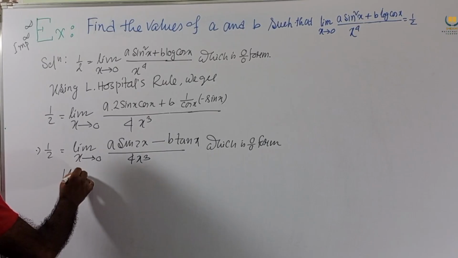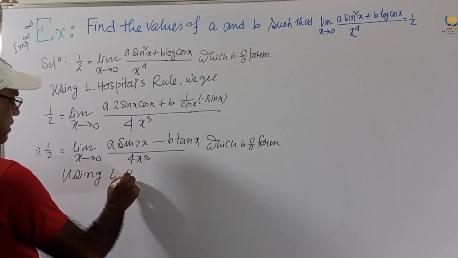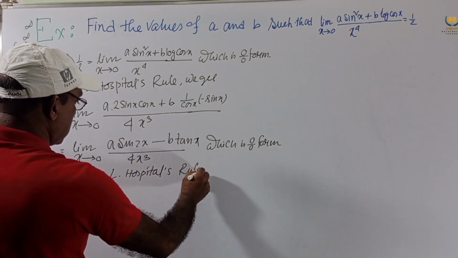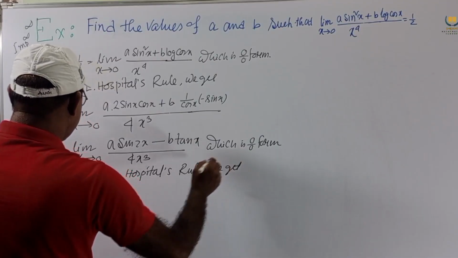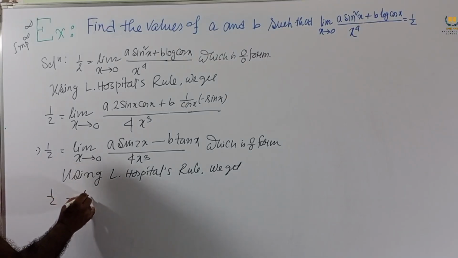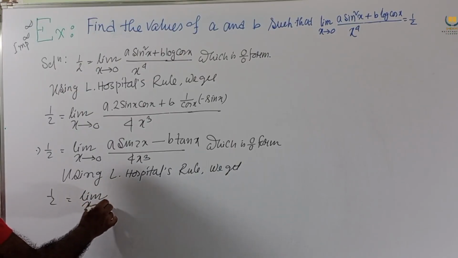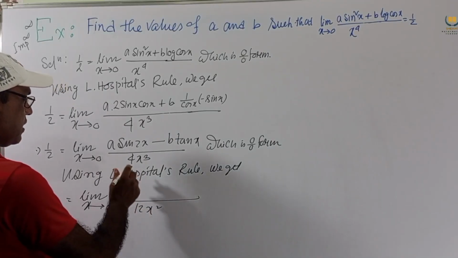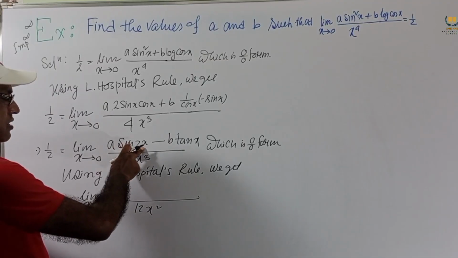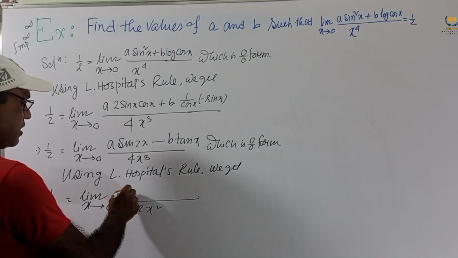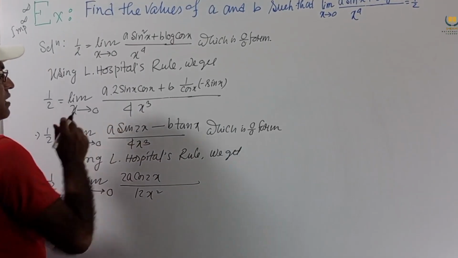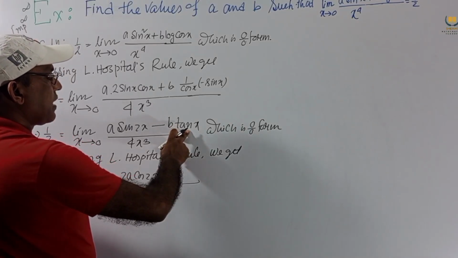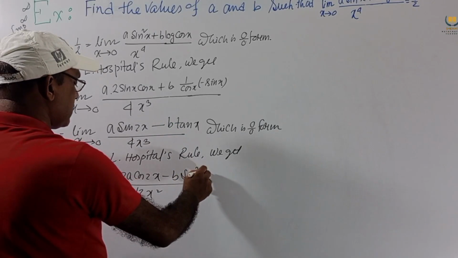Using L'Hospital's rule, we get 1/2 equal to limit x tends to 0. The derivative of x cubed is 3x squared, so this is 12x squared. The derivative of sin twice x is twice a cos twice x, and b times the derivative of tan x, which is sec squared x.